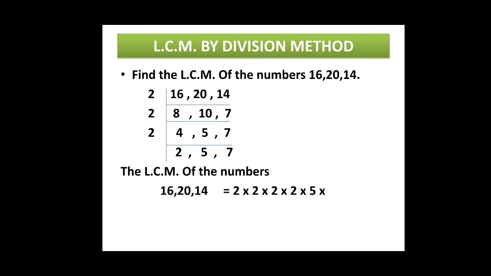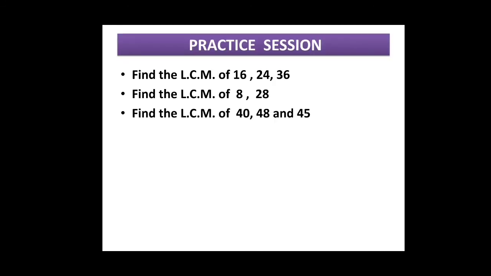So the LCM of the numbers we have written: 2 twos are 4, 4 twos are 8, 8 twos are 16, 16 fives are 80, 80 sevens are 560. Here, if you have observed, the first numbers we used for the prime factorization method, we have used the same questions for the division method also, so that in whatever method you divide, the answer will be the same.